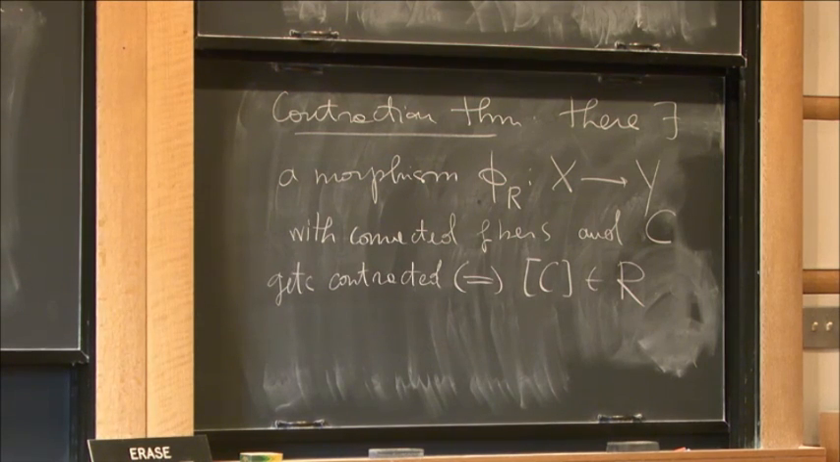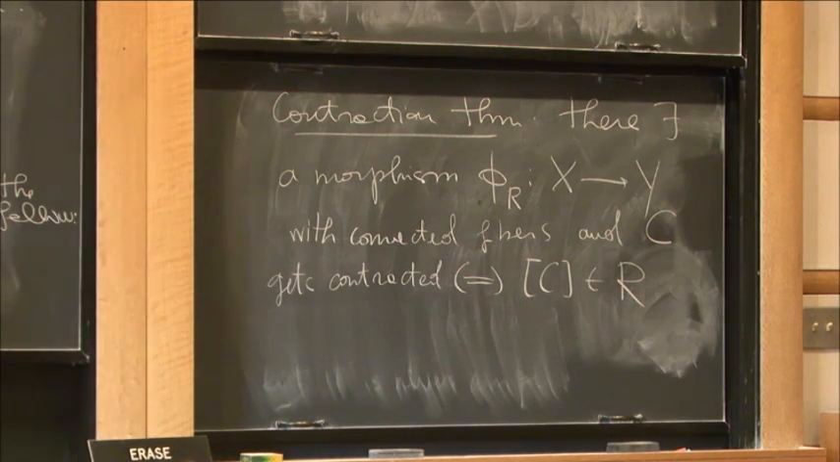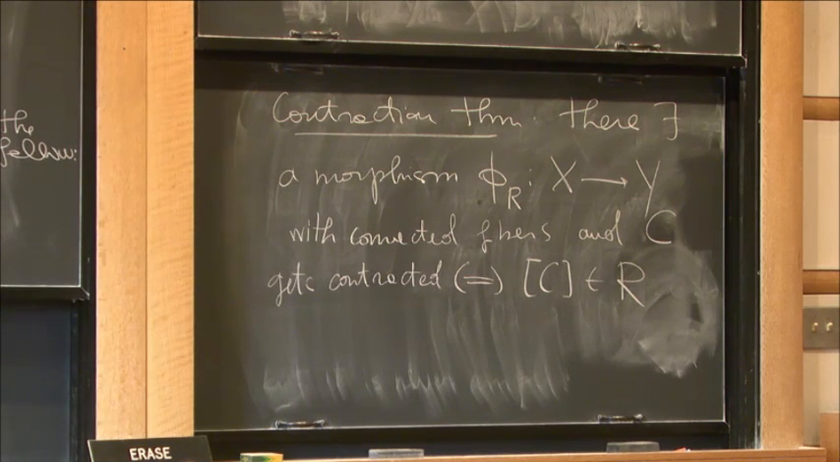So if the dimension of F is less than or equal to 1, then Y is always smooth. And phi is one of the following. So we can have two cases. One is that it is a conic bundle, and the other one is that it is a blow up of a subvariety of codimension 2 in Y.